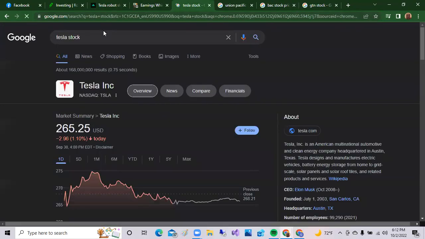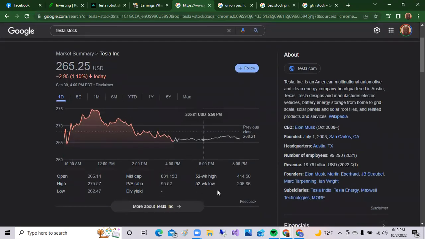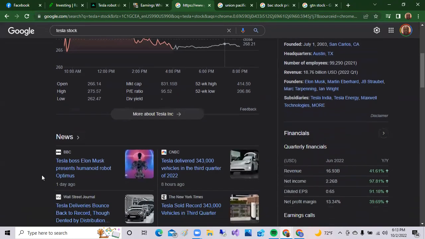Right now, Tesla is trading about $265 per share. We are in a bear market. Many stocks have been trading down. And as interest rates continue to be hiked, many stocks are looking for anywhere from another 10% down in the next coming month. Tesla stock has a 52-week low of $206 and a 52-week high of $414. And of course, being a technology or more forward future-looking stock, it pays no dividend.